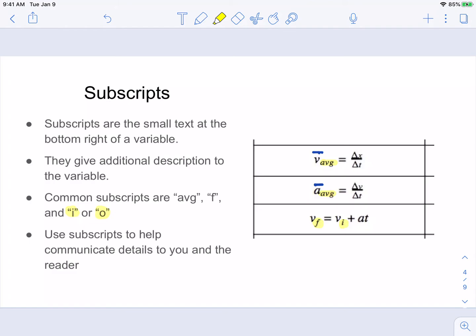The other thing to note is that besides average, final, and initial, we also might have things like, on the previous slide, the lowercase g to stand for gravitational. So in general, subscripts are just giving you a little bit more information about a variable, but it's all still one variable. Subscripts are just part of the letter in front of them, giving you a little bit more information.